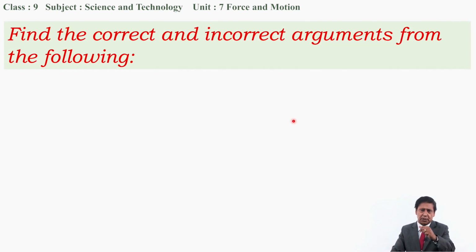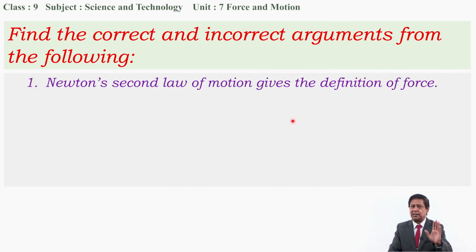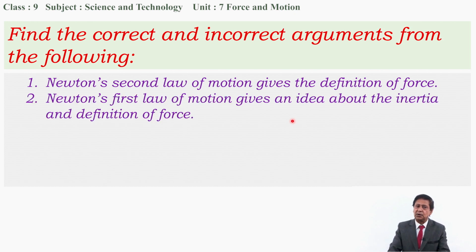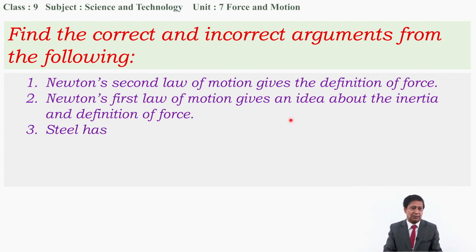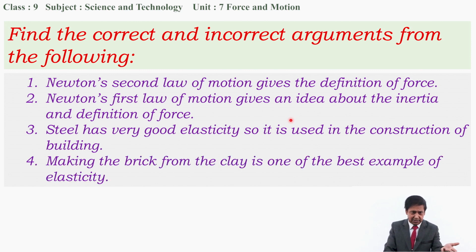Okay, let's go through some more questions. Find the correct and incorrect arguments. Newton's second law of motion gives the definition of force. Think about this. Newton's first law of motion gives an idea about inertia and the definition of force. Just think about this. Steel has very good elasticity, so it is used in the construction of buildings. Correct or not? Think about this. Making bricks from clay is one of the best examples of elasticity. Is it correct? Let's talk about each of them.